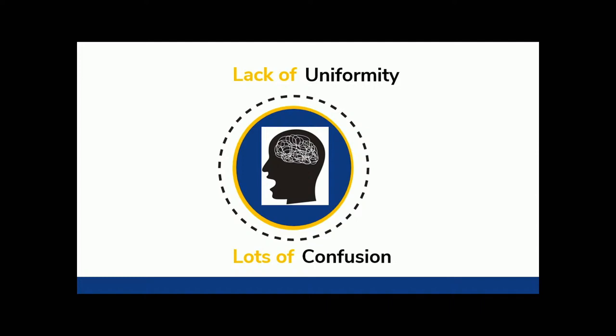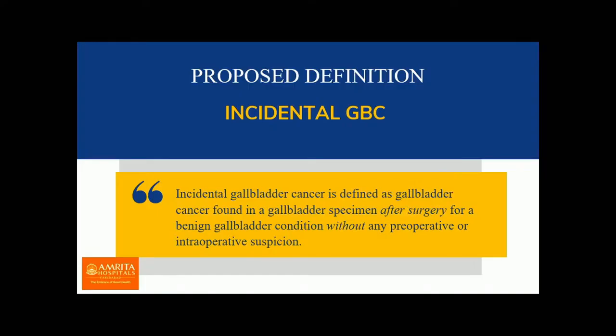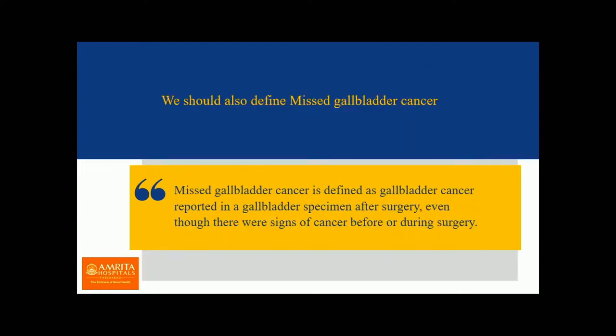So what we propose as a part of this study is to have a uniform definition of incidental gallbladder cancer, which is the gallbladder cancer found in a gallbladder specimen after surgery for a benign gallbladder condition without any preoperative or intraoperative suspicion of the same. We also should define the missed gallbladder cancer, which is the gallbladder cancer reported in a specimen, or missed from reporting in a specimen, even though there were signs of cancer before or during the surgery.